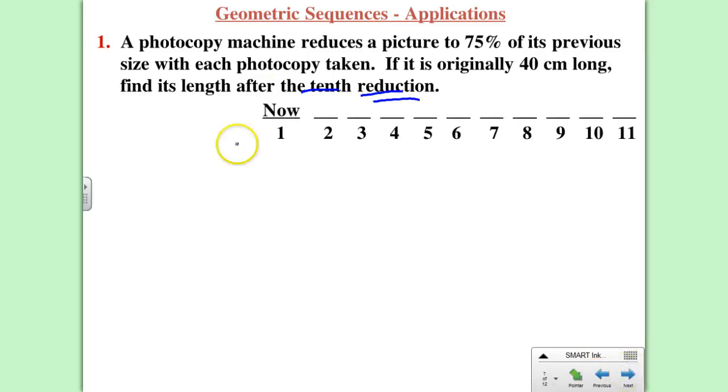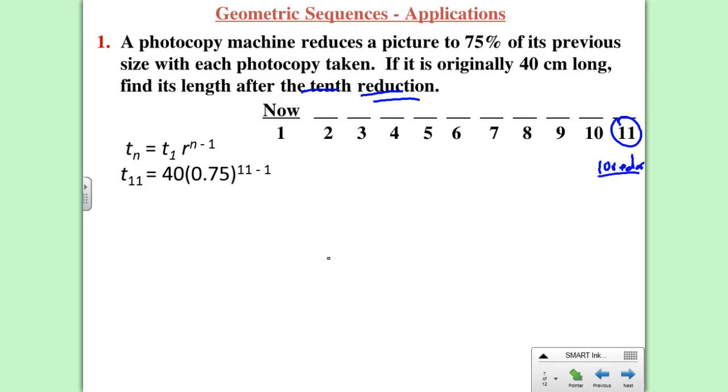Sometimes it's helpful just to look at a map of the situation. If we thought of terms, now is time 0 or 1, and if you copied it once, that would really be term 2, and copying it twice would be term 3. And so after the 10th reduction, what are we really looking for? The 10th reduction is really the 11th term. All right, so we need to be careful how we use this.